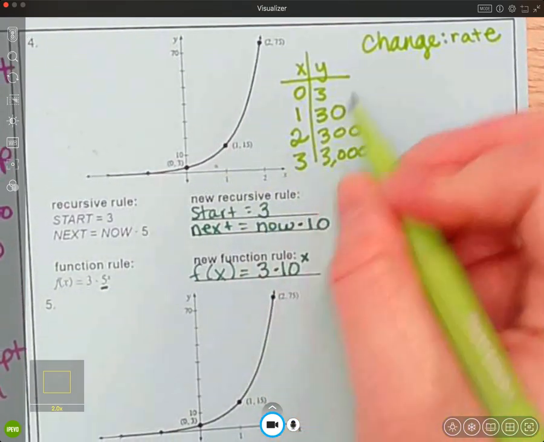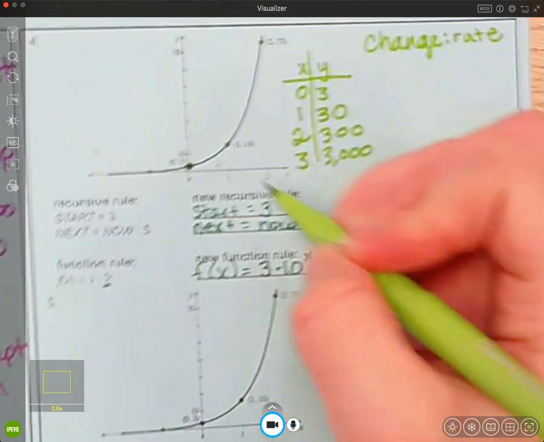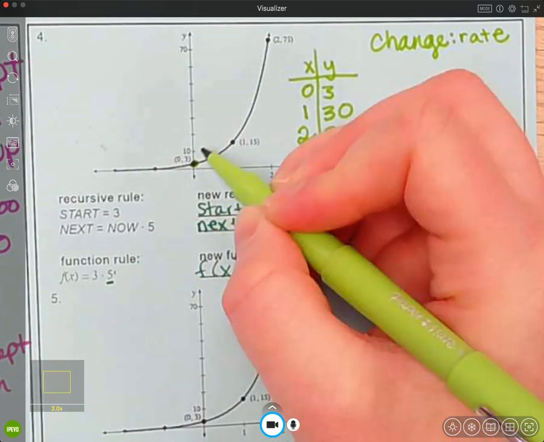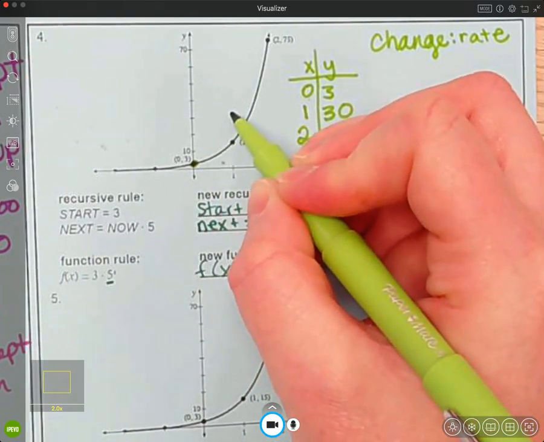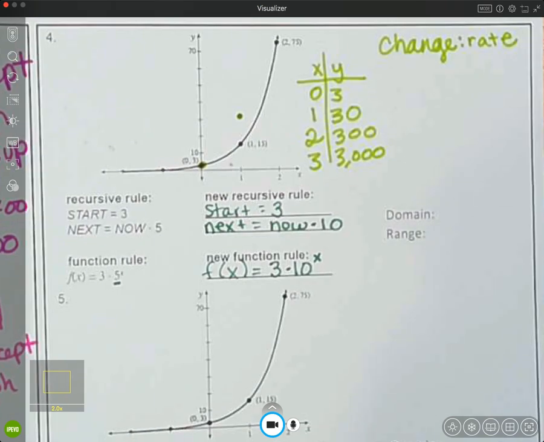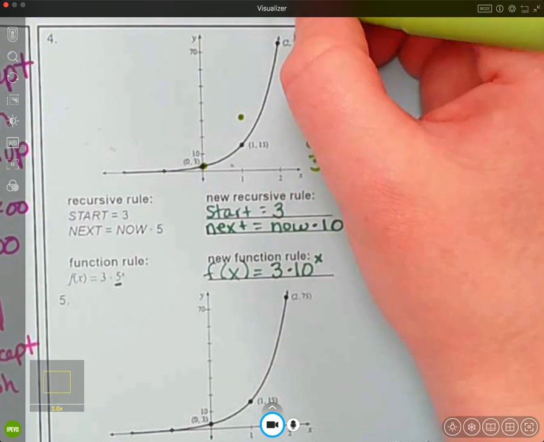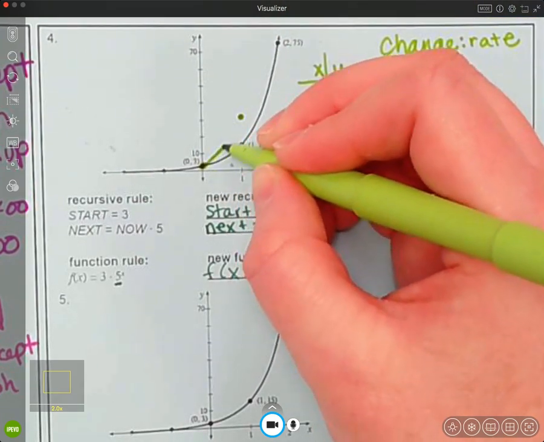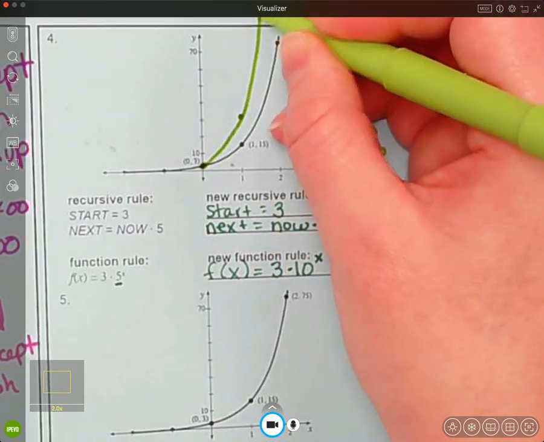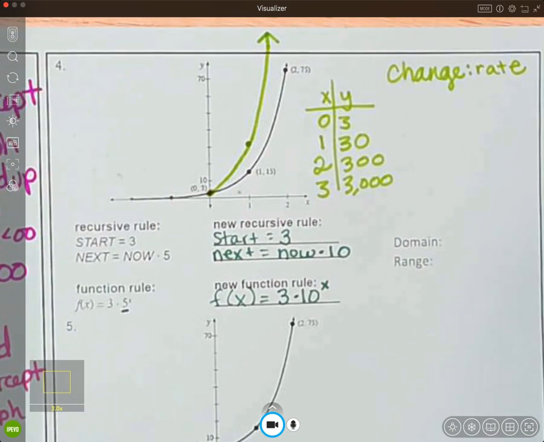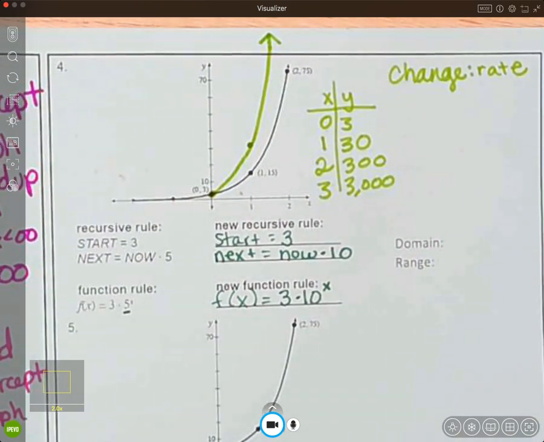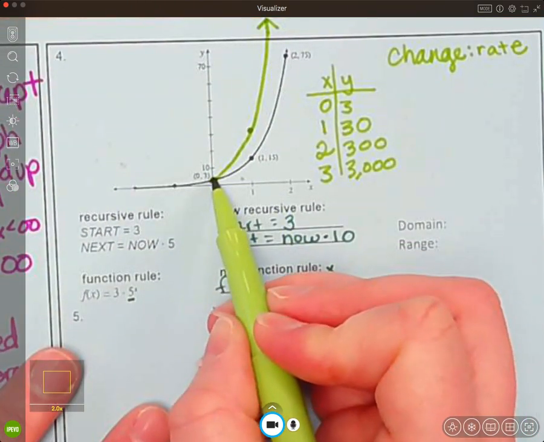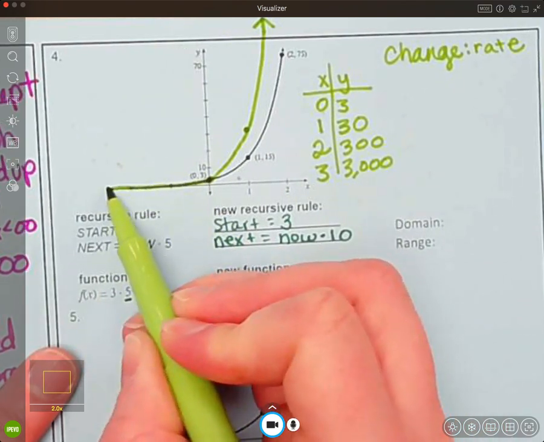So let's graph it. It still starts at 0, 3, but then it's 1, 30, 10, 20, 30. So it should be right here. And then 2, 300. Whoa, I can't even fit that. So make sure you make it look like a curve because it is increasing really rapidly. And the left side's going to do the same thing.